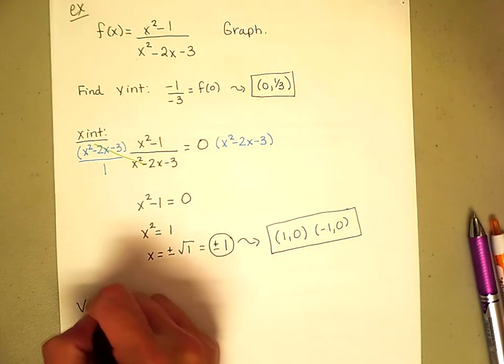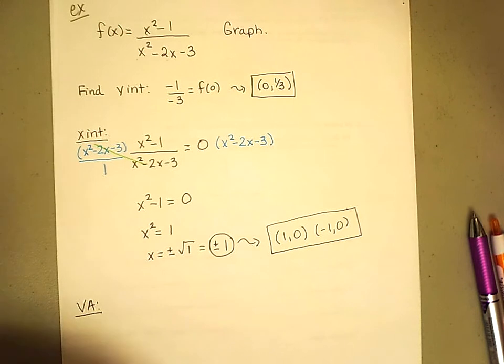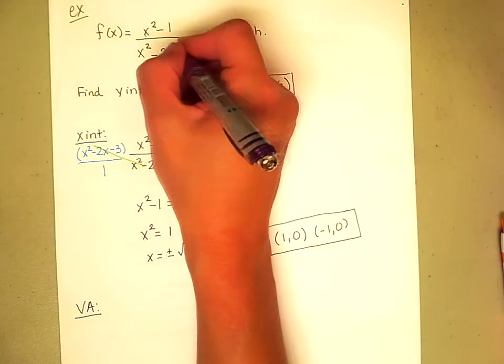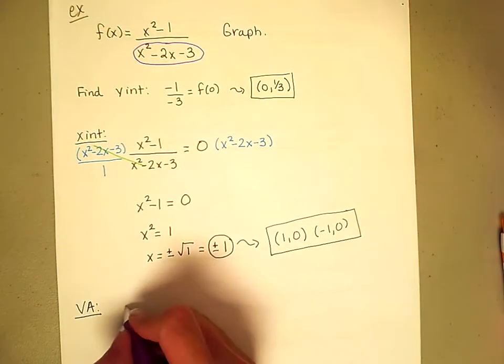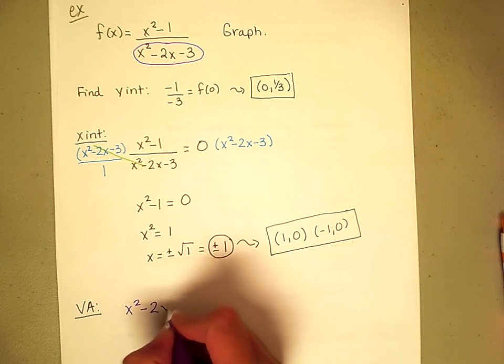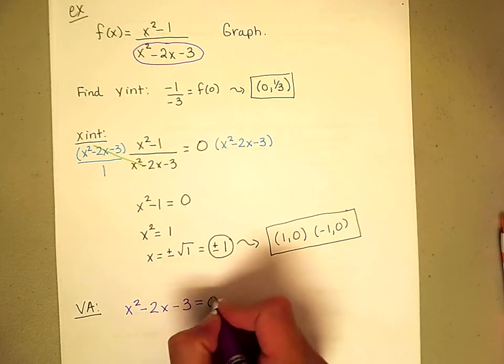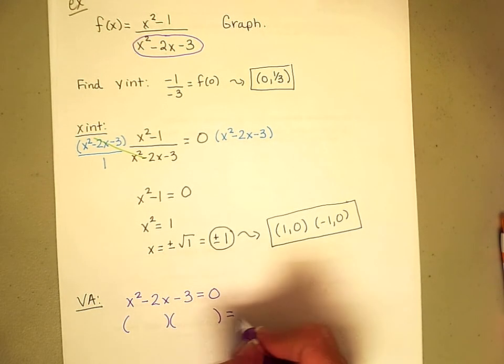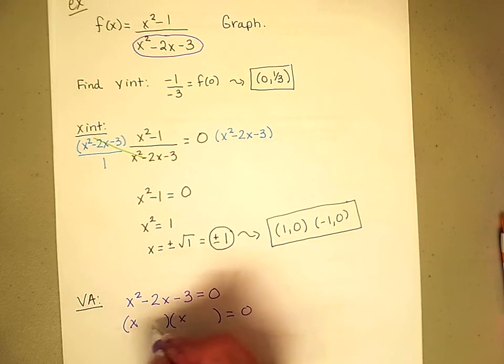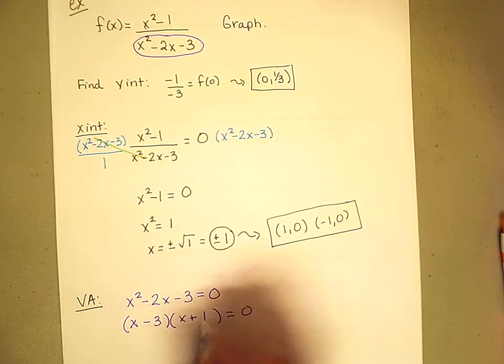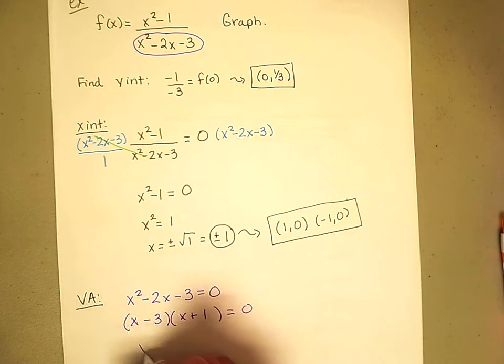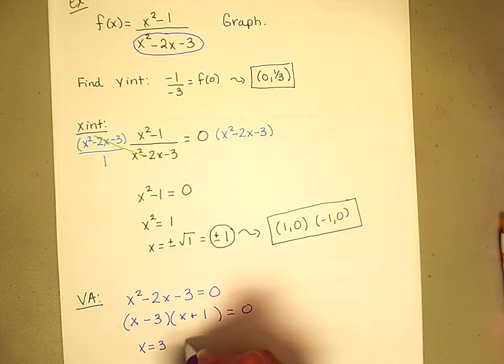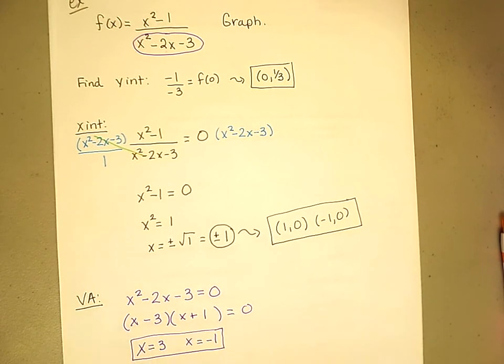Let's find the vertical asymptotes. The vertical asymptotes come when the denominator equals 0. So let's set this equal to 0 and find out when that happens. This will factor to x minus 3 times x plus 1. So we'll have a vertical asymptote when x equals 3 or when x equals negative 1. These are our vertical asymptotes.